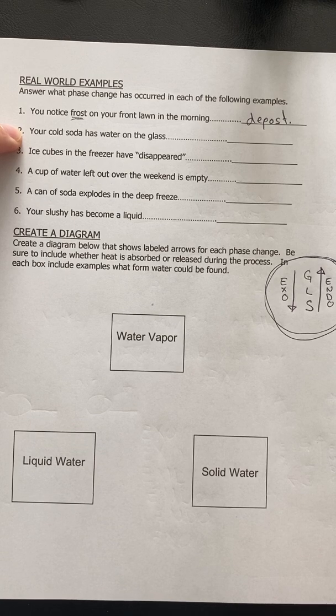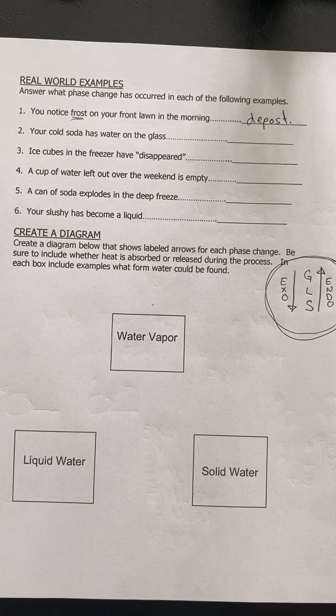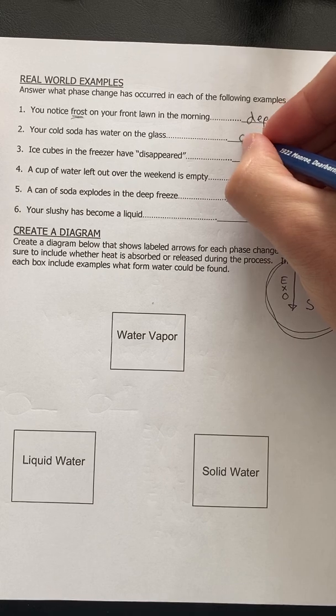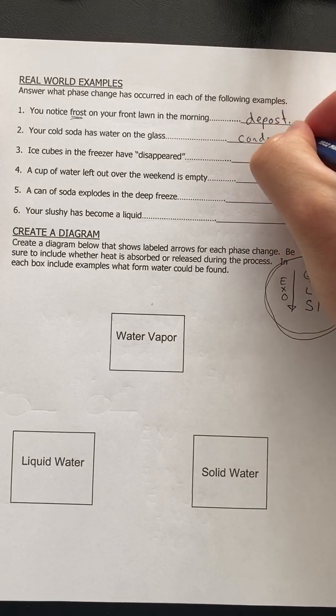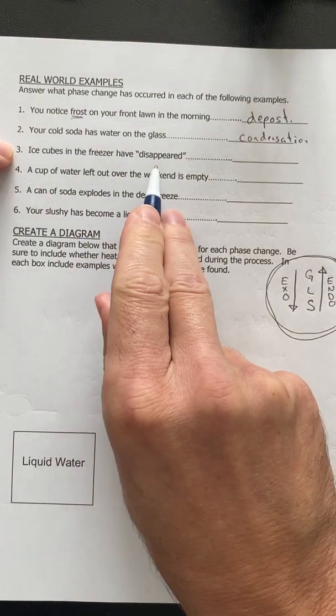Your cold soda has water on the glass. All right. Well, if you've got water on the outside of a glass, that water vapor turned into a liquid. That's a good example of condensation.